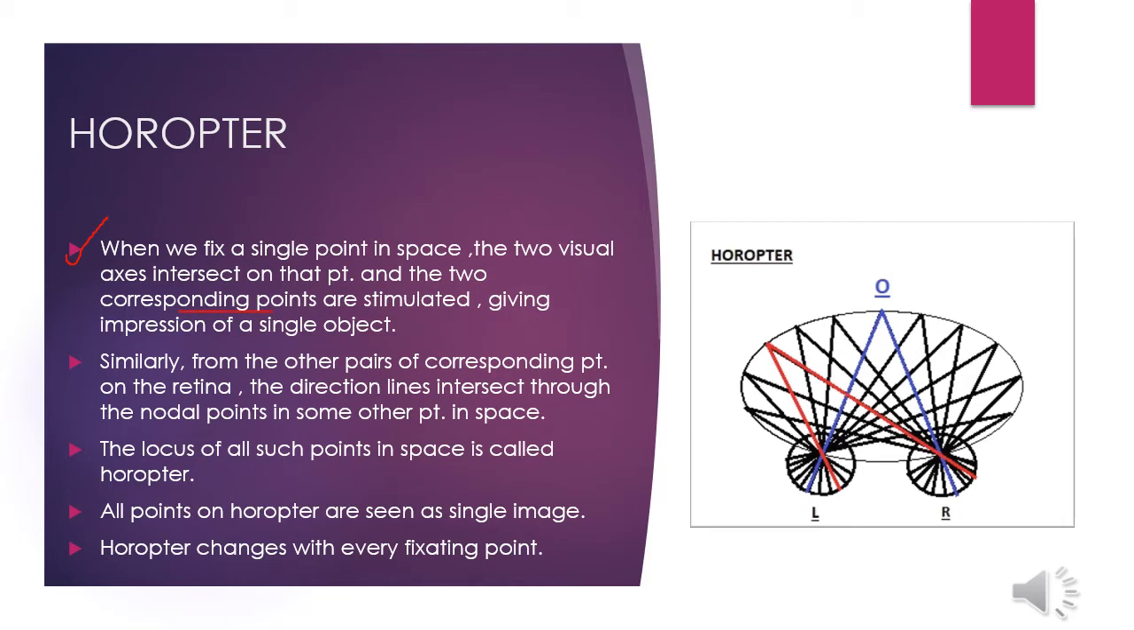The second thing that we've learned is that there are other numerous corresponding points as well. So what happens is, the direction lines from the pairs of the other corresponding points intersect through the nodal point to other points in space and produce single images. So Horopter is nothing but the locus of all such points in space that produce an impression of a single object. This circle is called Muller's horizontal Horopter, and the Horopter changes with every fixating point.